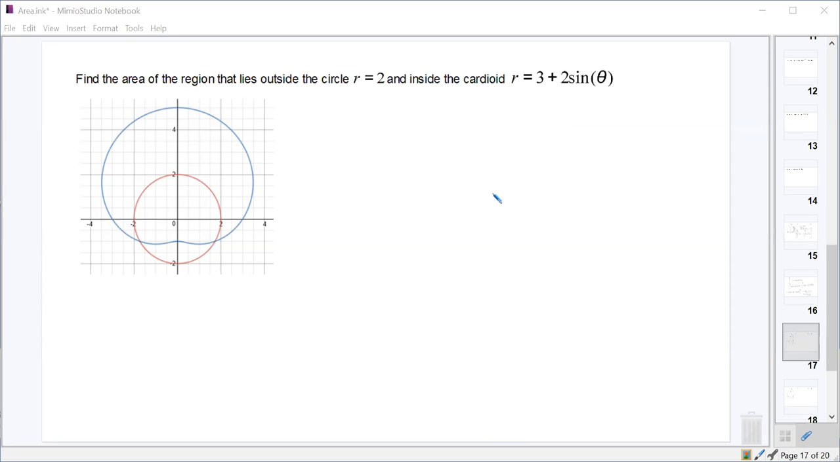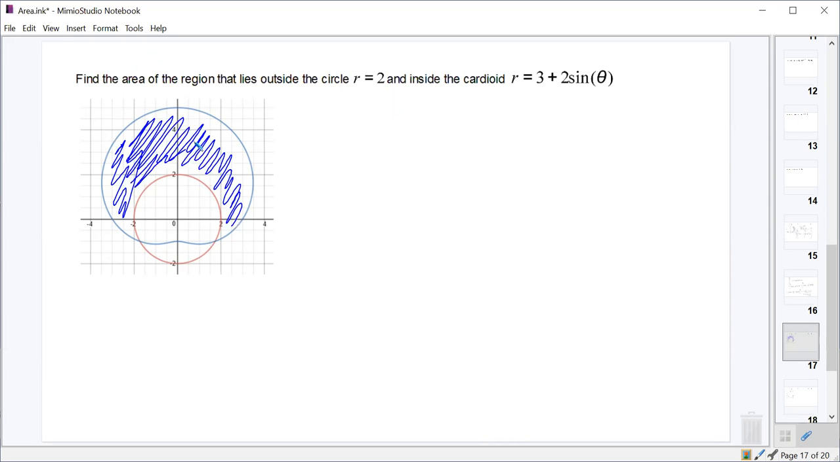Now we've got a circle and another cardioid. We want to find the area of the region that is outside the circle, but inside the cardioid. So outside the circle, but inside the cardioid should be right there. So what do we first need to do? It's not as obvious probably with this one right away where they intersect.